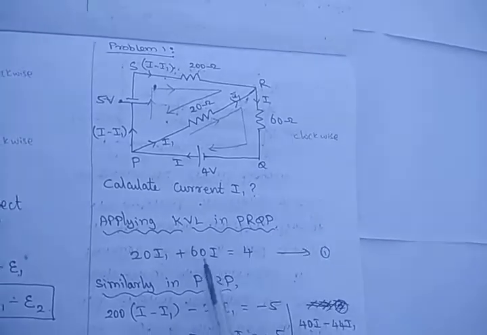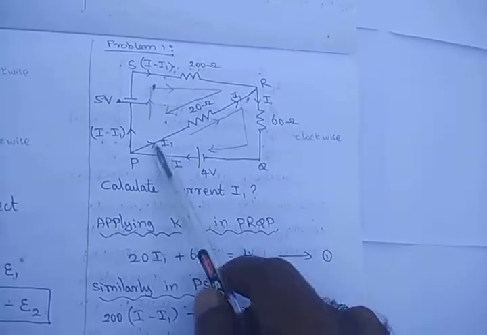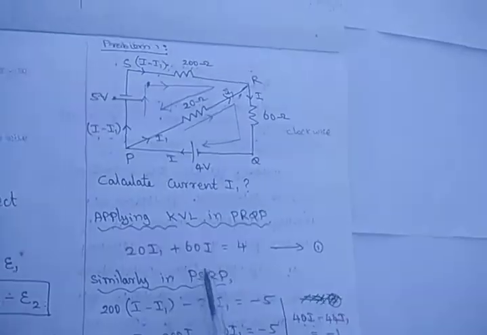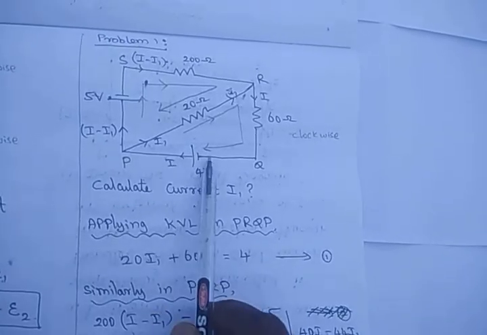I into 60, that is plus 60I. Why is it plus? Because in this direction and in this direction, the traversing direction is along the current direction. This is equal to the EMF. The EMF traversing is from negative to positive, so you take it as 4.